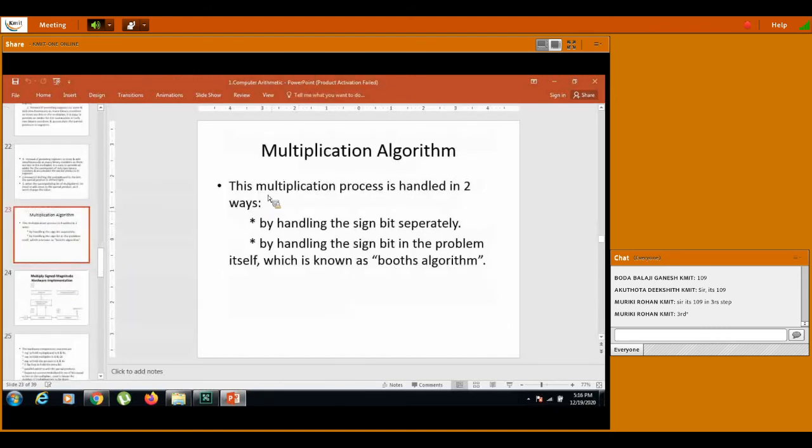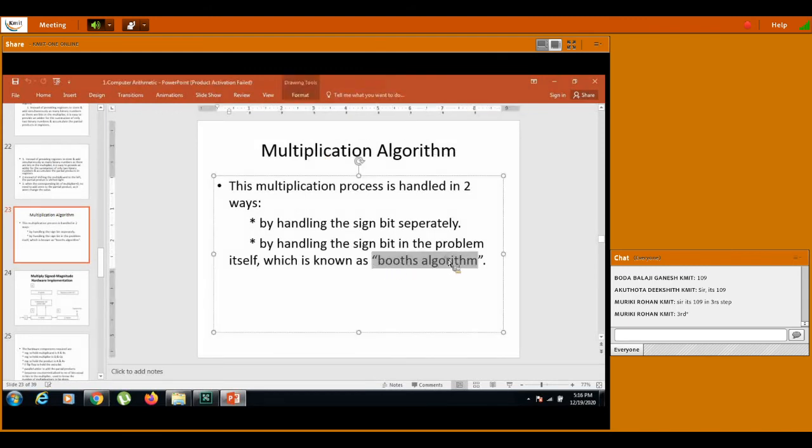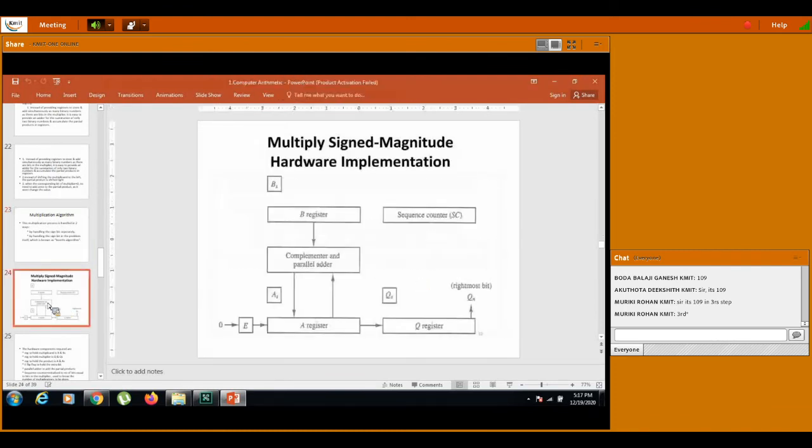For the multiplication algorithm, we have Booth's algorithm, which we will see later, maybe in the next class. By handling the sign bit separately, we can handle the multiplication process in two ways: by handling the sign bit separately, and by handling the sign bit in the problem itself. That's where we are going to use the Booth algorithm, but we will get to it in the coming units. For multiplication you need a sequencer, a sequence counter, a complementer and registers.